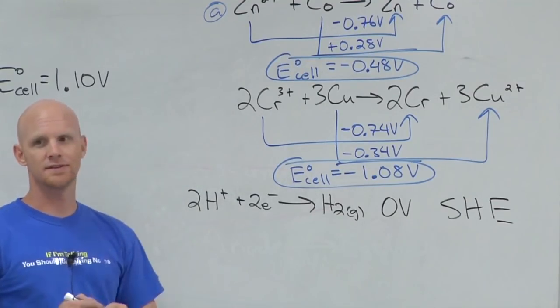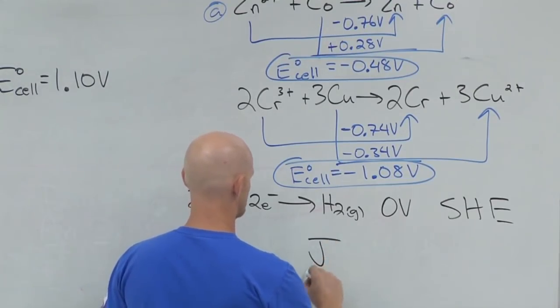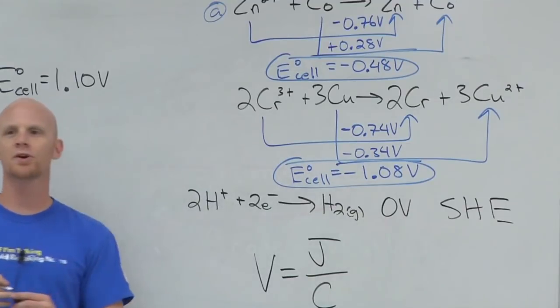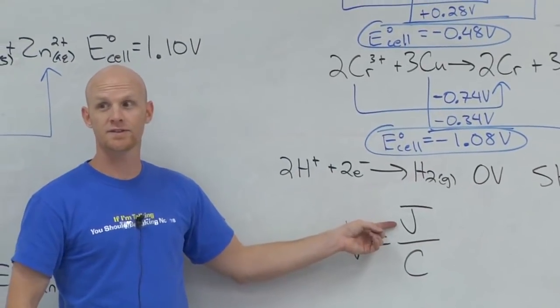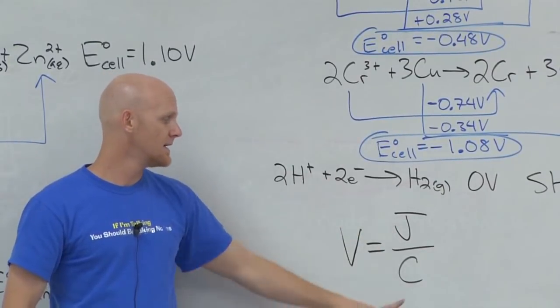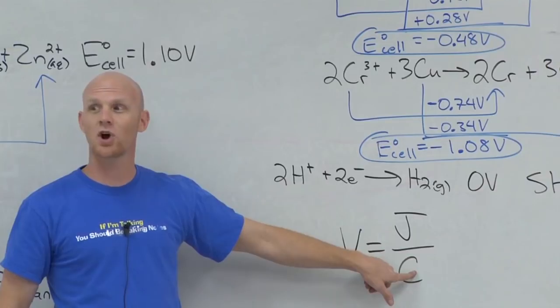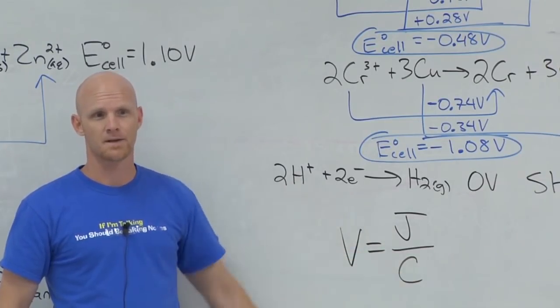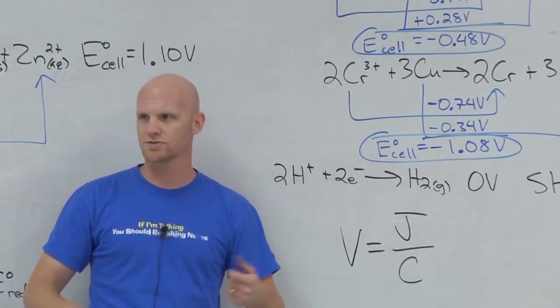Okay, here's the deal. A volt is a joule per coulomb, it turns out. A joule is a measure of energy. It's what delta G is often measured in, right? A coulomb, you ever heard of a coulomb before? A coulomb is a measure of charge. Electrons have a certain charge in coulombs associated with them.